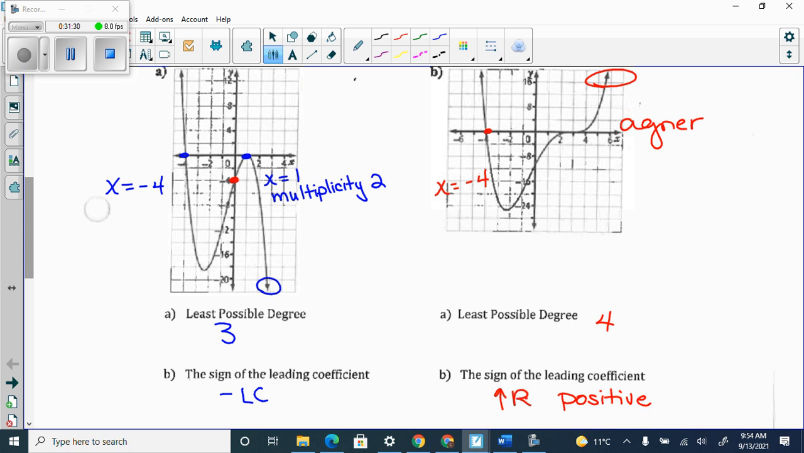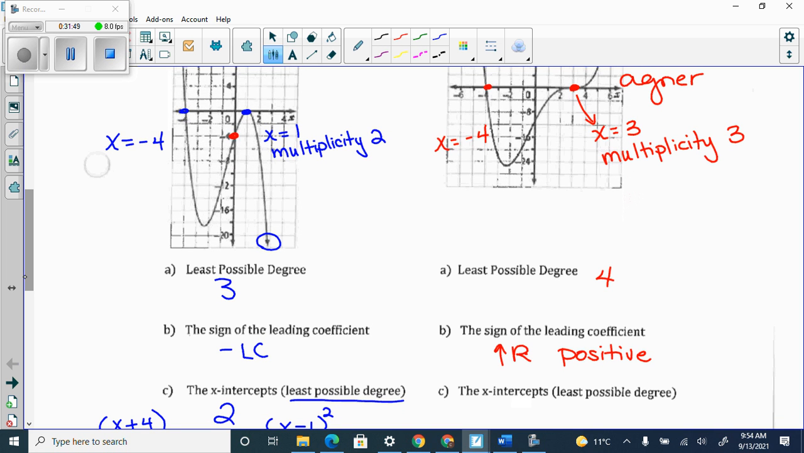Straight through. This one is curving right here. What makes this S shape? Look through. So this one is at x equals 3. What do I have to say? Multiplicity. And what is this called? The point of what? Do you remember? Inflection. So that's here. X equals -4, x equals 3 multiplicity 3.